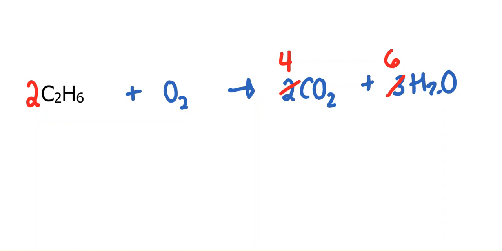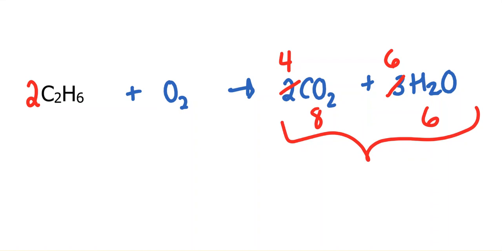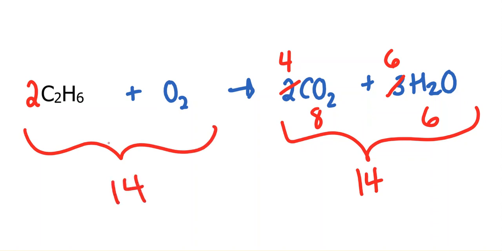And then I'm going to check my oxygen. On this side, let's see what all I have. I have 8 oxygens there, 6 there. That's a total of 14. And so when I come over here, I need 14, none there. It looks like I need a 7 here.